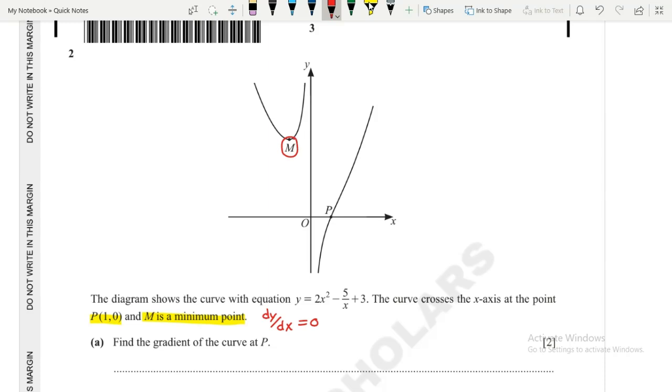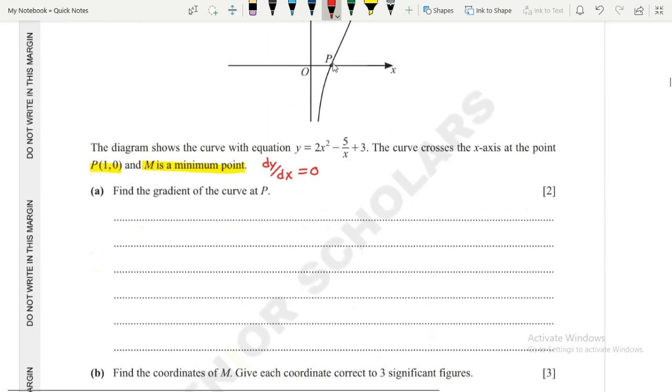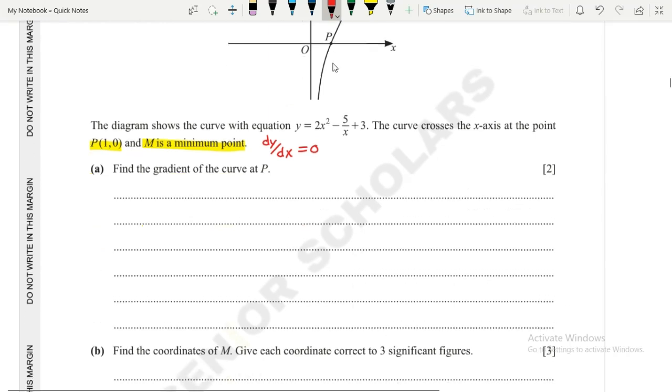This is the type of graph that is moving on the negative x-axis also, and also it is on the positive side as well. So the first part they are asking us to find the gradient of the curve at the P, so we know the point of the P. First of all what we will do is that we will just find the first derivative of this equation and then just simply plug in the x value to find the gradient.